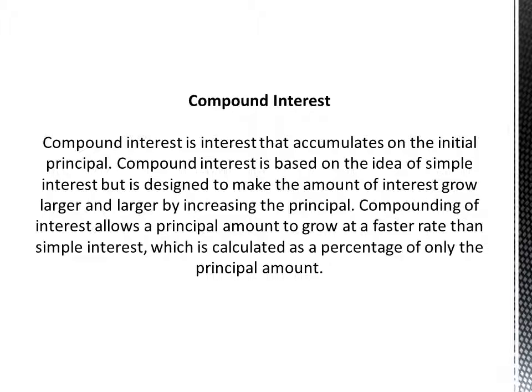Compound interest. Compound interest is interest that accumulates on the initial principal. Compound interest is based on the idea of simple interest, but is designed to make the amount of interest grow larger and larger by increasing the principal. Compounding of interest allows a principal amount to grow at a faster rate than simple interest, which is calculated as a percentage of only the principal amount.